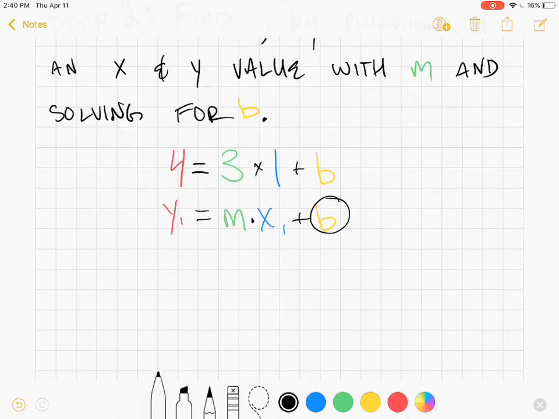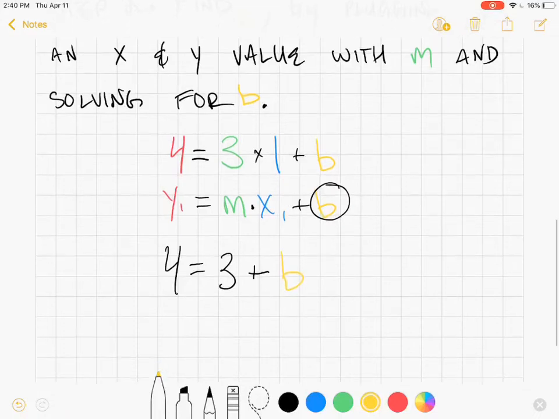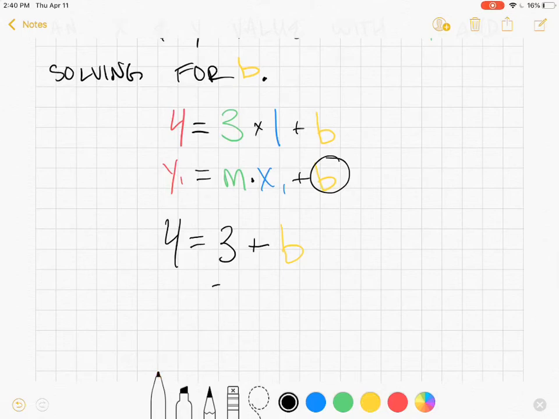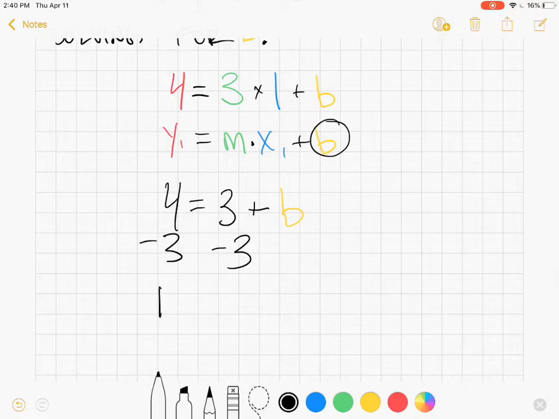So let's go ahead and work it backwards. So 4 equals 3 times 1. That's just 3, plus b. Now we've got to keep working it backwards, so we can subtract 3 from each side. Minus 3, minus 3. And we're left with 1 equals b. So now we know what our b value is, our initial value. That's b is 1.